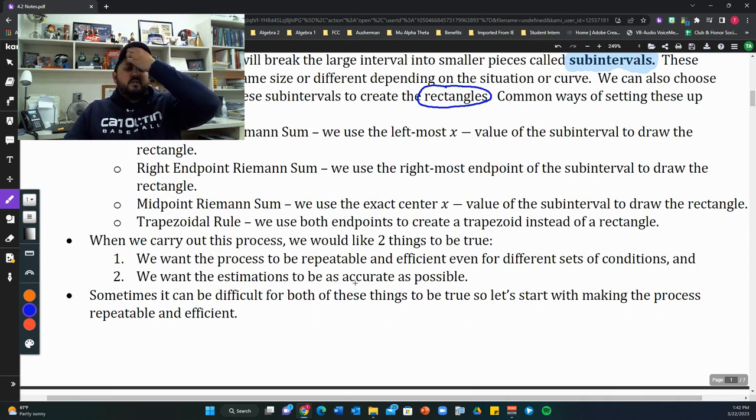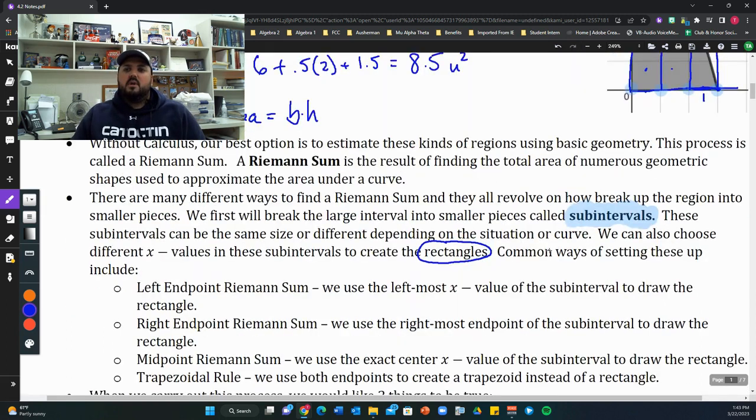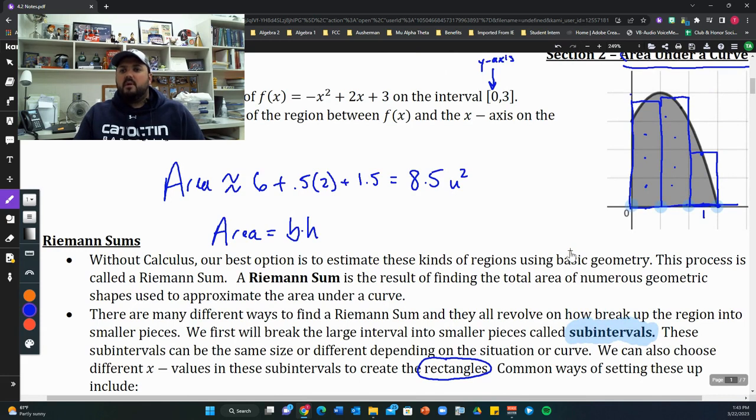So when we carry out this process, we would like 2 things to be true. Again, we want the process to be repeatable and efficient, even for different sets of conditions. So different curves, different intervals, different subintervals, whatever we can throw at you, we want it to be repeatable and efficient. That's our number 1 goal. And then 2, we want the estimations to be as accurate as possible. The worst thing that I could do here is just draw one big rectangle around the whole thing. Yeah, we contained the whole thing. It was super easy and efficient, but it wasn't accurate.